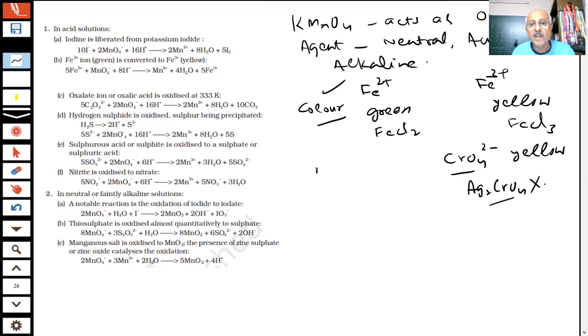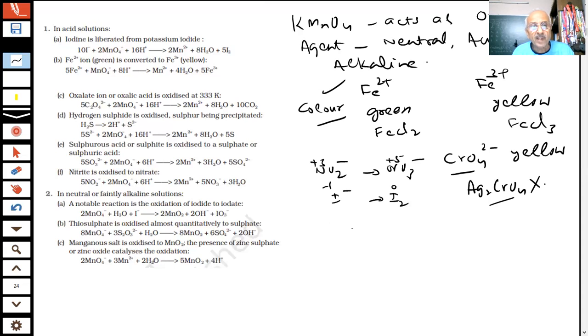Nitrites, so +3 to +5: NO2 minus to NO3 minus. What is the oxidation state? +3 to +5. This is how we learn, this is how we see what the state is which is undergoing change. I minus to I2 means -1 to 0. So all this is a concept to be learned by the students.